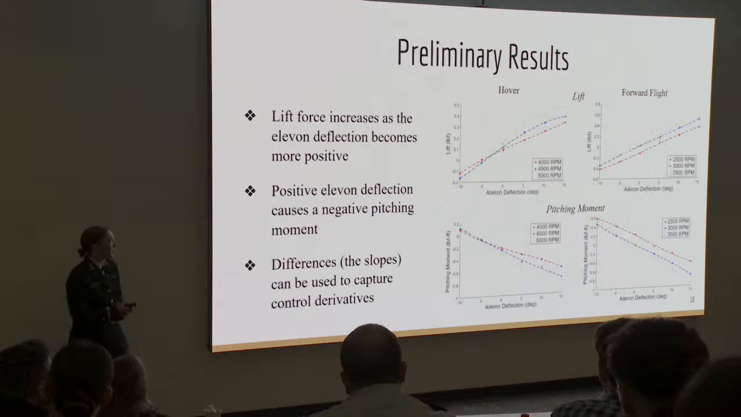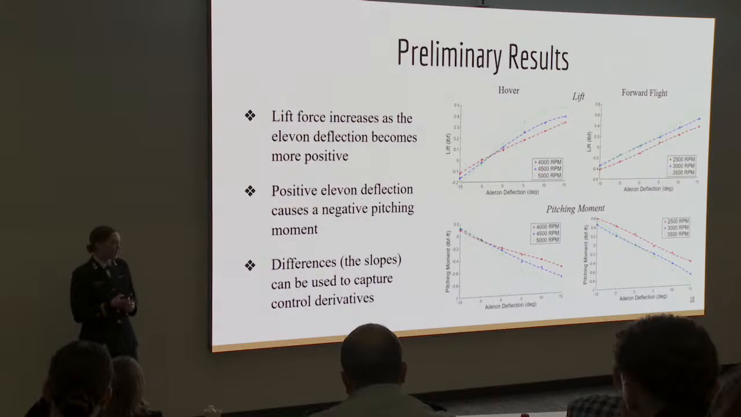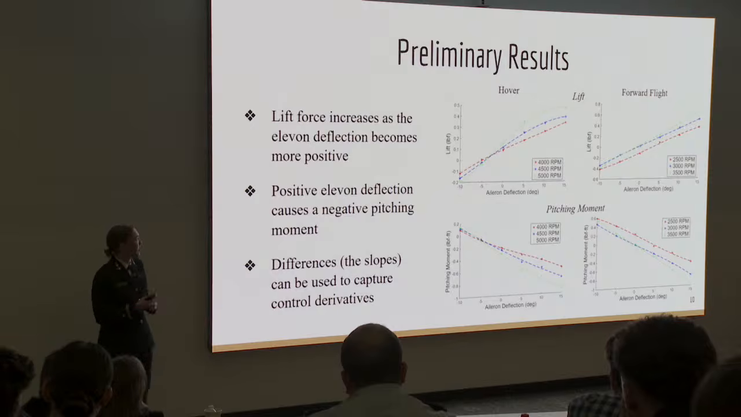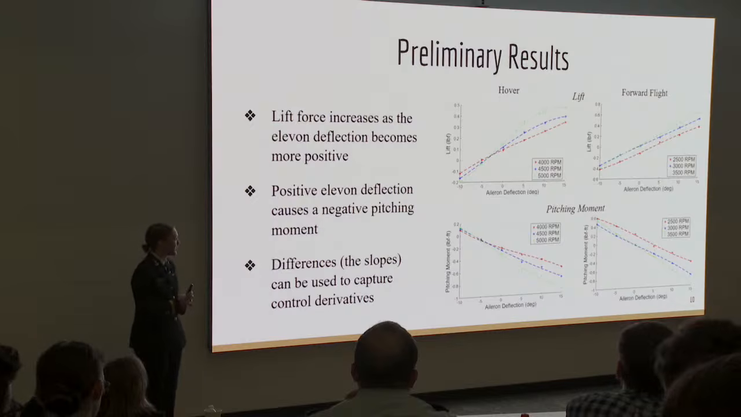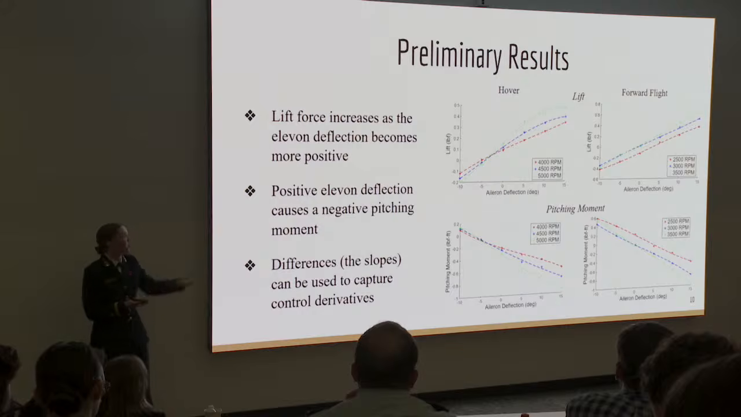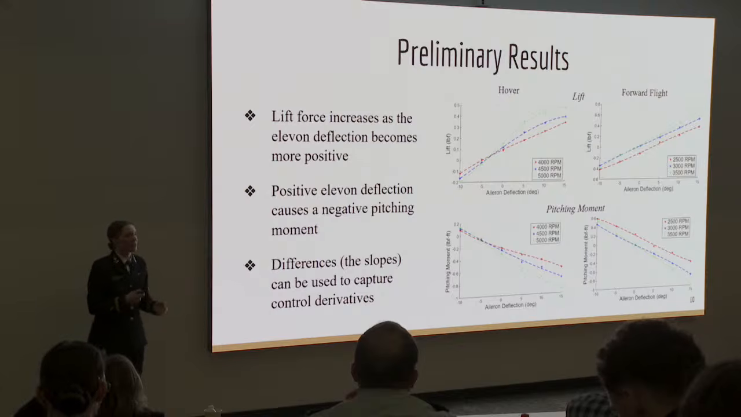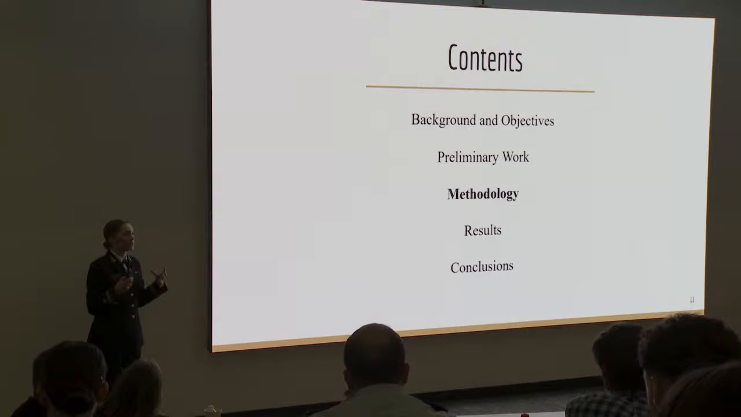Here are results for those. We graphed the responses for lift and pitching moment and its variations with aileron deflection at the RPM setting. These validated our predictions about model behavior. As you can see, as the aileron deflection becomes more positive, lift increases, and it's also correlated with a negative pitching moment. In addition, the differences in the values for lift and pitching as the aileron deflection changes, or the slopes of these curves, can be used to capture the control derivatives. These give us the aerodynamic component of those control derivatives, and that can be used to help out with model simulations.